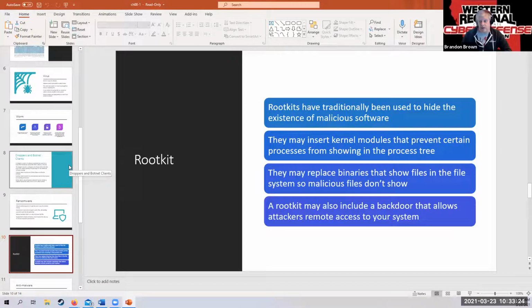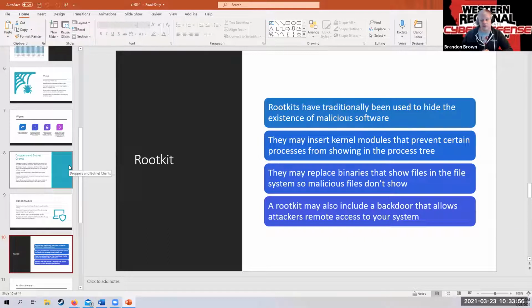I've been hit by a rootkit a couple times in my career, and it's the worst feeling ever. It's like, oh, I've got to redo everything. There's not really any way around this, but know what the definitions of your rootkit are. They traditionally have been used to hide the existence of malicious software. They insert at the kernel level. They replace binary files that are key to the operation of your operating system.